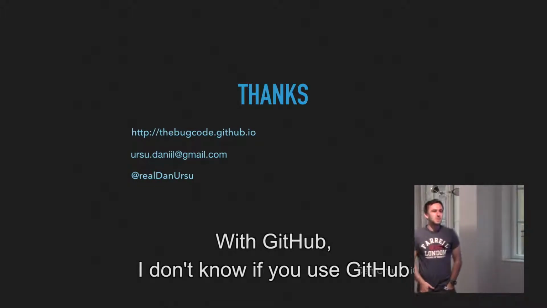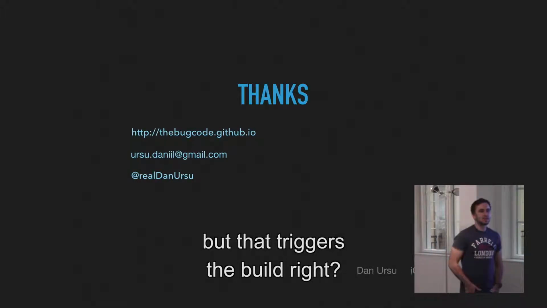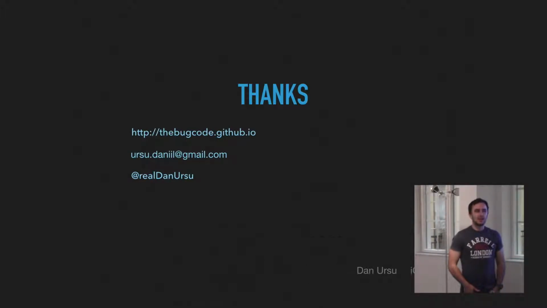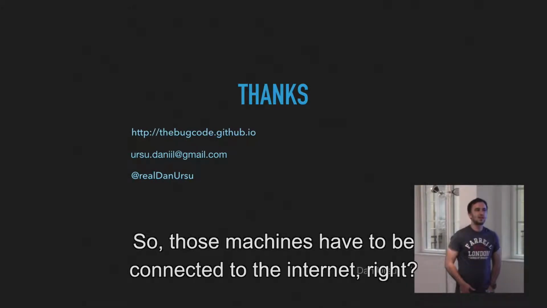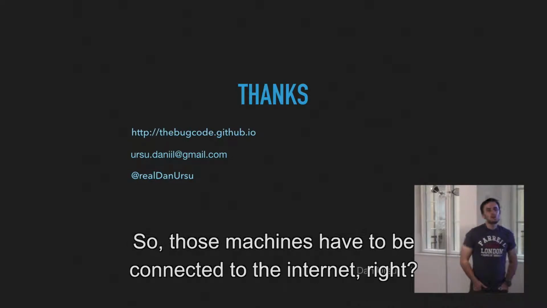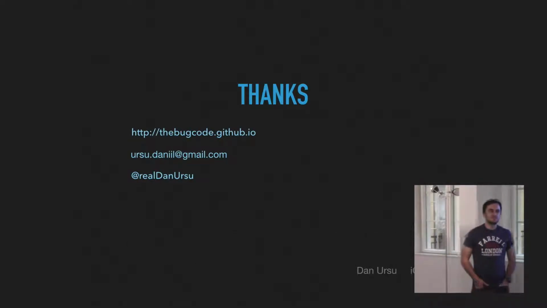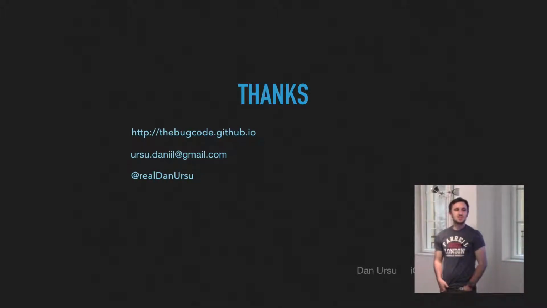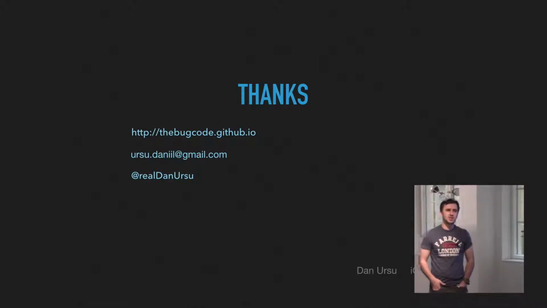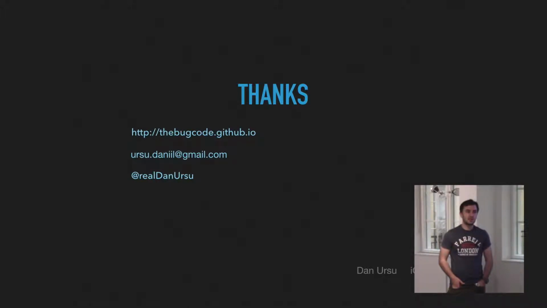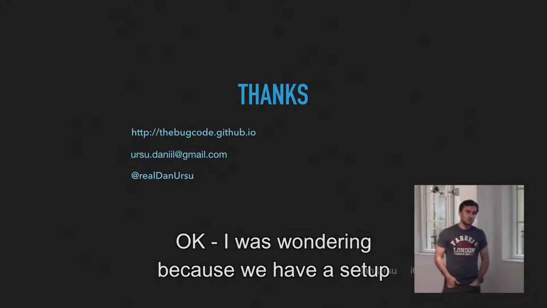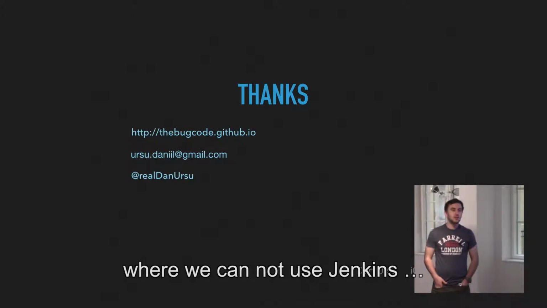GitHub, or I don't know if you use GitHub, but that triggers the builds, right? Yeah, so those machines have to be connected to the internet. Yeah, if you're using GitHub, yes. If you're hosting your own repository, then you can use a local machine. But in that case, you need to connect it to the internet, definitely. Okay. No, I was wondering because we have a setup where we cannot use Jenkins.